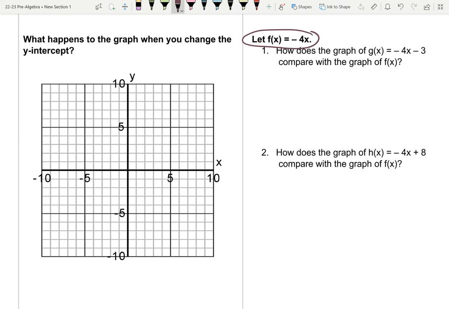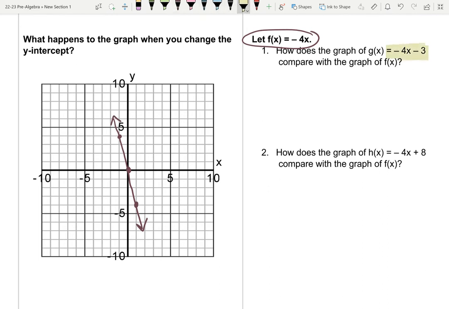So we're going to start with this equation, and I'm just going to graph that as a base equation for us to go off of. I started at 0 because there wasn't an intercept, and then I went up 4 and to the left 1, and down 4 to the right 1.